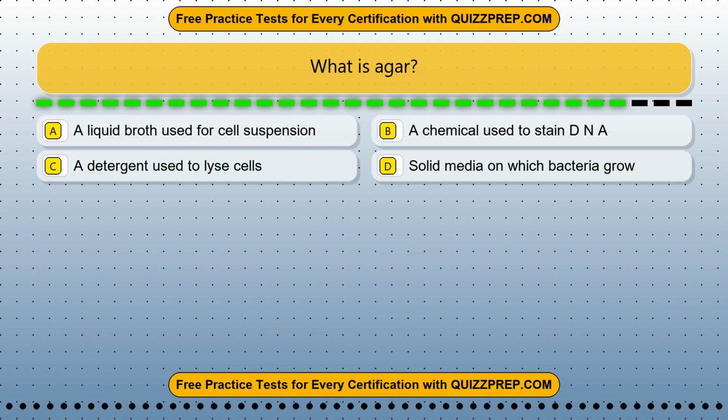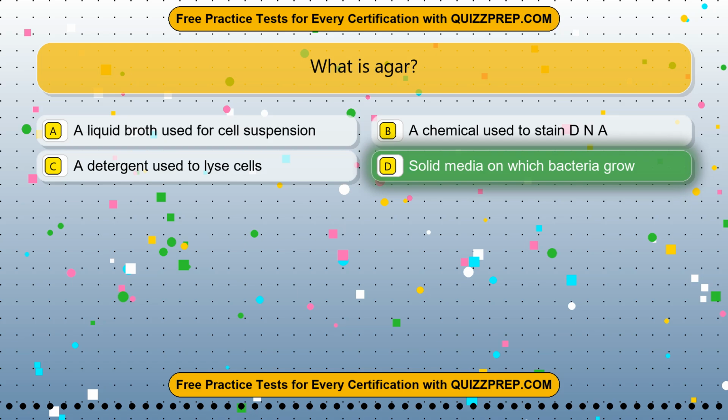Question 5. What is agar? Option A. A liquid broth used for cell suspension. Option B. A chemical used to stain DNA. Option C. A detergent used to lyse cells. Option D. Solid media on which bacteria grow.